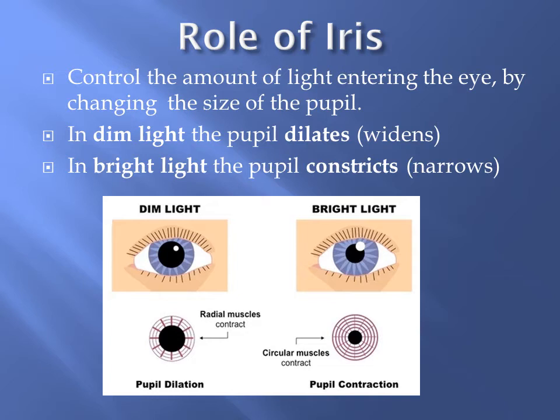In bright light, the pupil is constricted. That means it narrows, and this happens because the circular muscles contract and the radial muscles relax. In dim light, the opposite happens. The radial muscles contract and the circular muscles relax. This is called dilation, or widening of the pupil. Here you can see how it happens from this image.